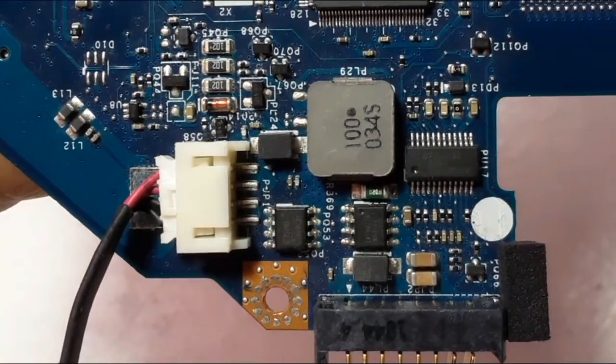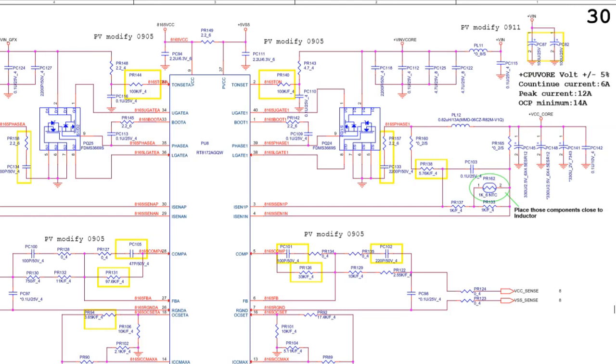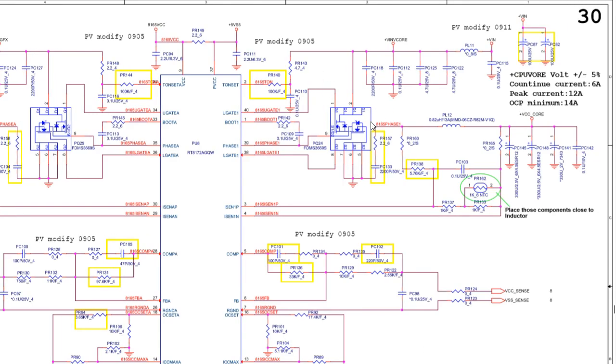Hi, in this video you're going to learn laptop motherboard circuit. Let's focus on this channel. So we have the power management IC as you can see here.